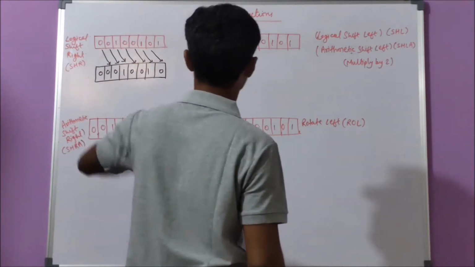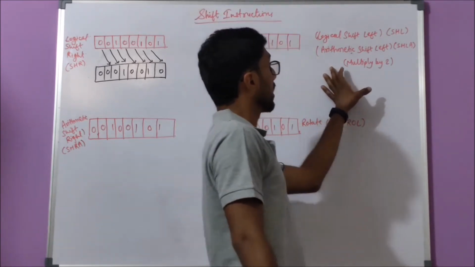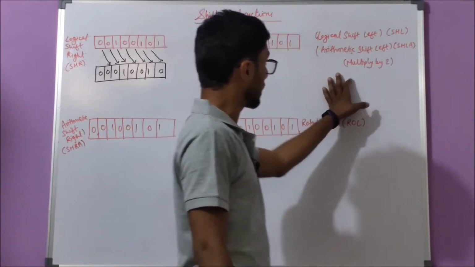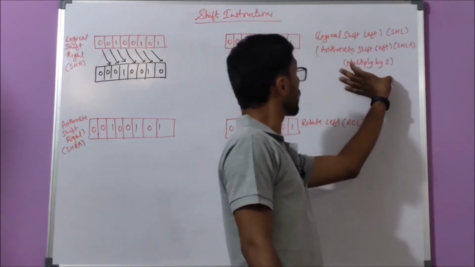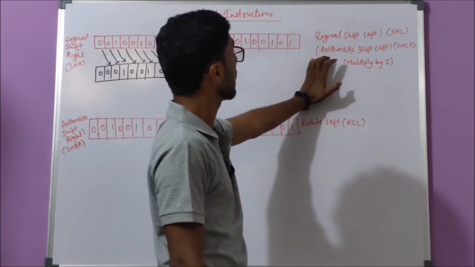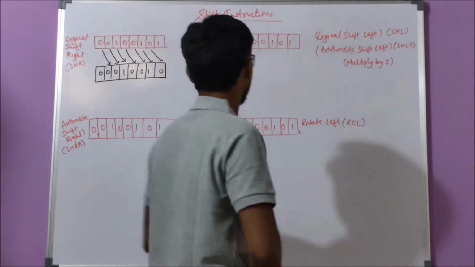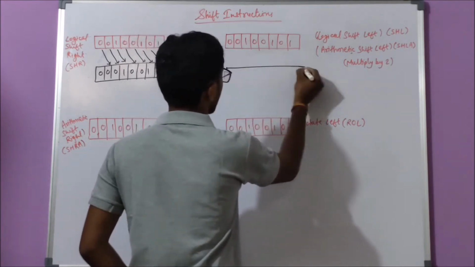So in logical shift right, we move one bit to our right-hand side and just put the first bit as 0. Logical shift left and arithmetic shift left are both the same, and it simply means multiplication by 2. The short form of logical shift left is SHL, and arithmetic shift left is SHL, with A for arithmetic. So let's do that.